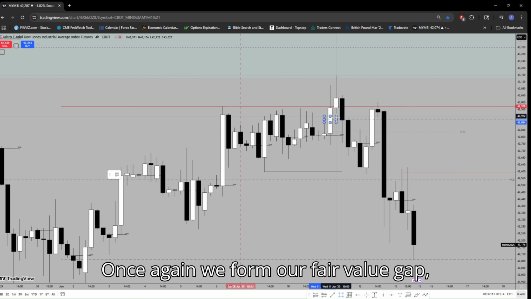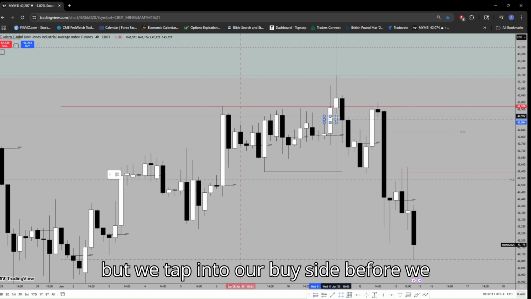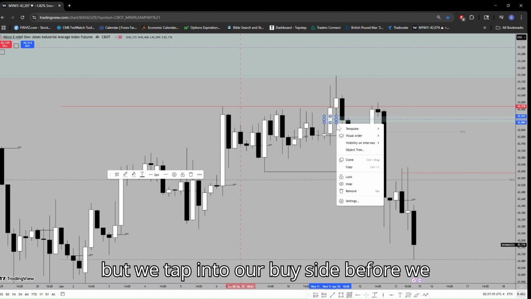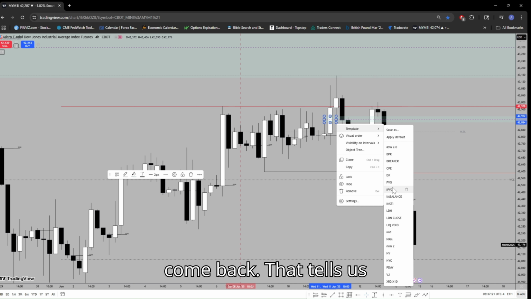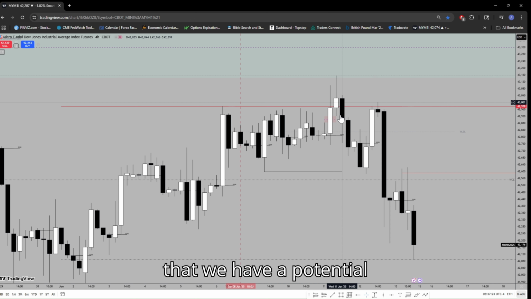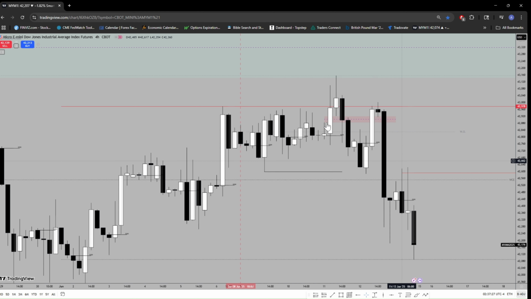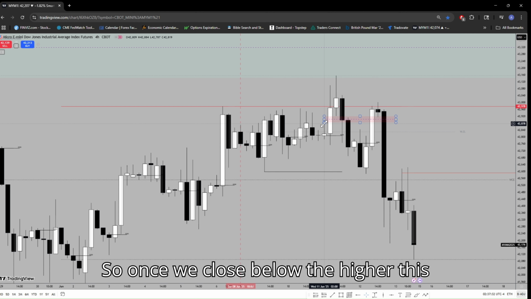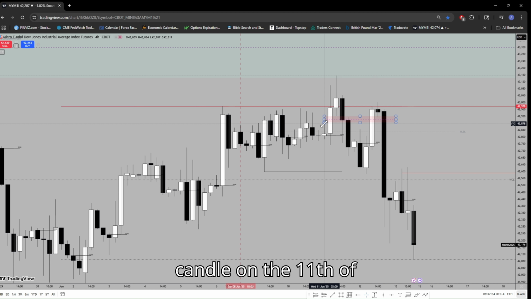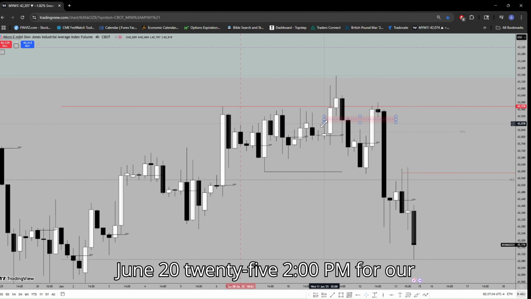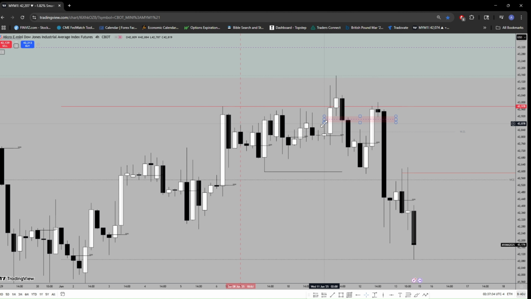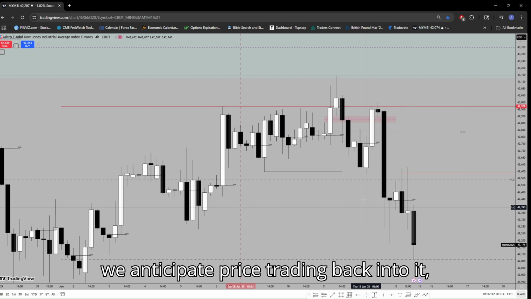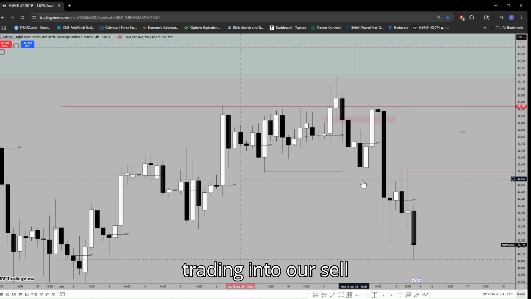Once again, we form our fair value gap, but we tap into our buy side before we come back. That tells us that we have a potential IFVG forming, inverted fair value gap. So once we close below the high of this candle on the 11th of June 2025, 2 p.m., we anticipate price trading back into it, trading into our sell side liquidity or sell side drawn liquidity.